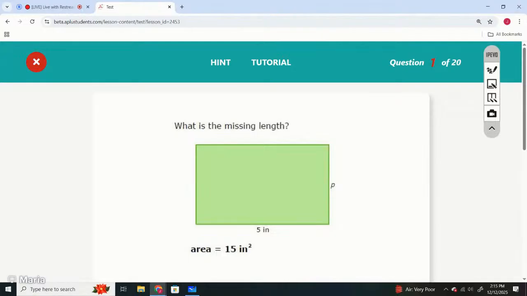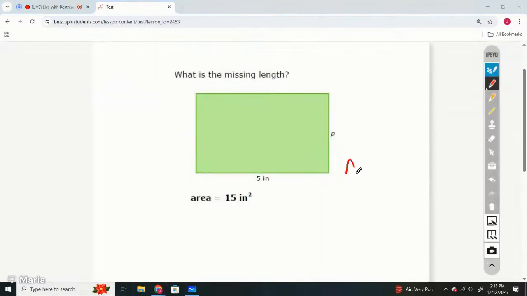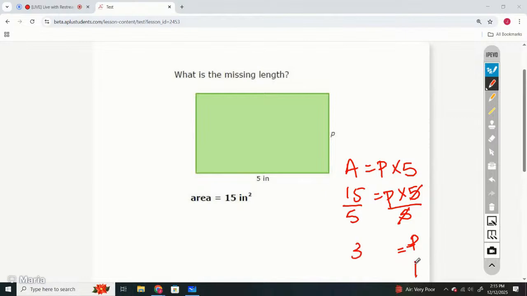What is the missing length? So that is length times width, right? That is 15 equals P times 5. Divide both sides by 5. So 5 and 5 cancel out. P is equal to 15 divided by 5, which is 3. So P is equal to 3 inches.